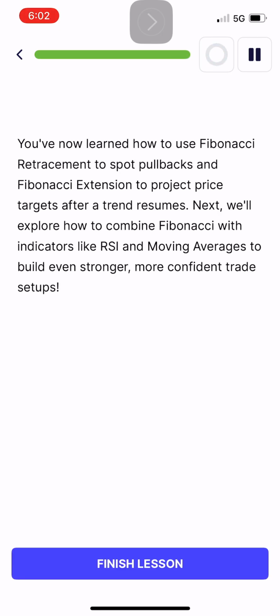You've now learned how to use Fibonacci retracement to spot pullbacks and Fibonacci extension to project price targets after a trend resumes. Next, we'll explore how to combine Fibonacci with indicators like RSI and moving averages to build even stronger, more confident trade setups.